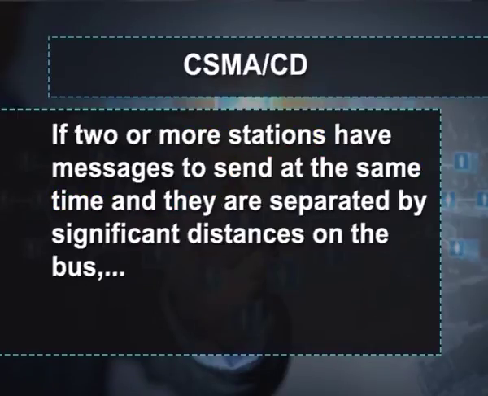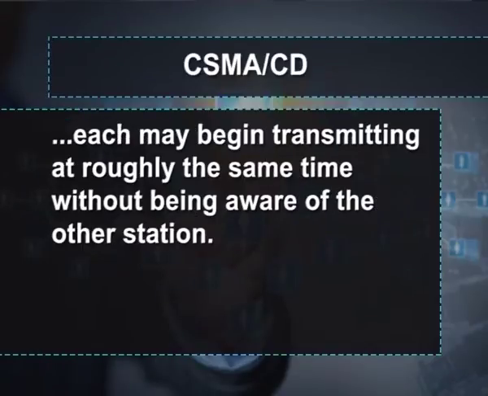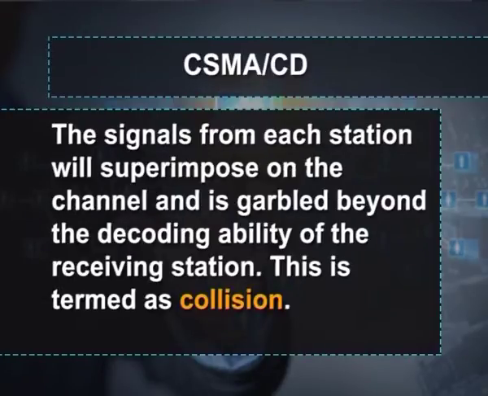If two or more stations have messages to send at the same time and they are separated by significant distances on the bus, each may begin transmitting at roughly the same time without being aware of the other station. The signals from each station will superimpose on the channel and be garbled beyond the decoding ability of the receiving station. This is termed as collision.